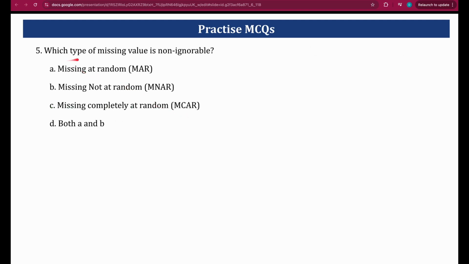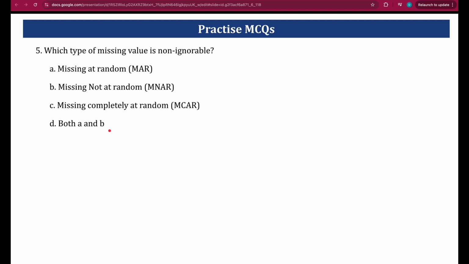Now let's look at the next question: which type of missing value is non-ignorable? Which of the missing values can we not ignore? Option A, missing at random. Option B, missing not at random. Option C, missing completely at random. And option D, both A and B.